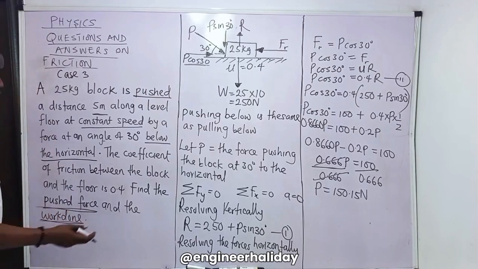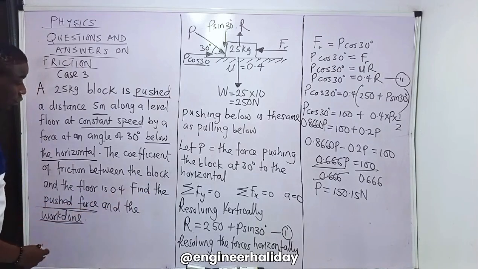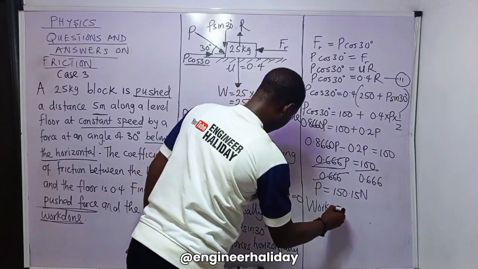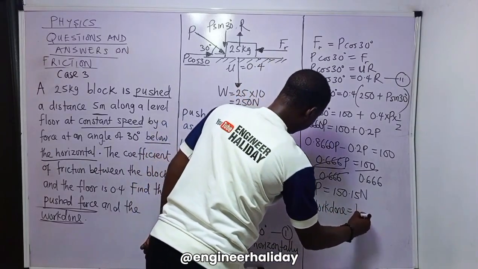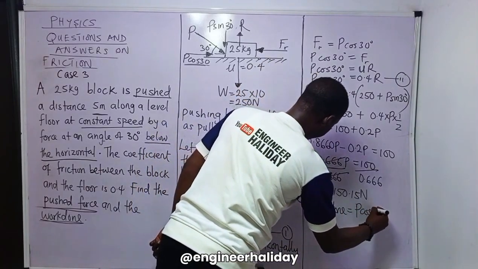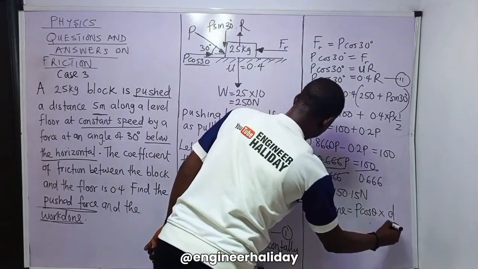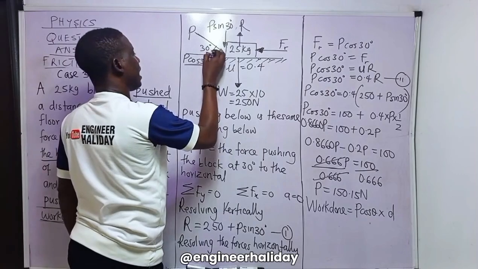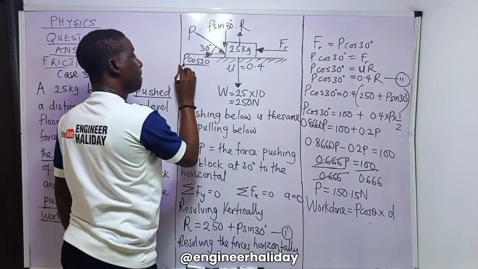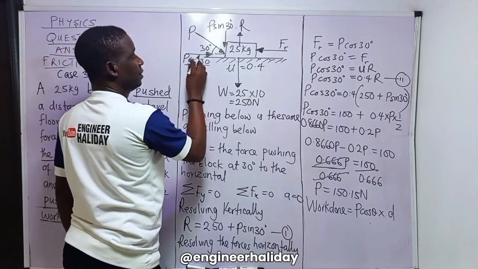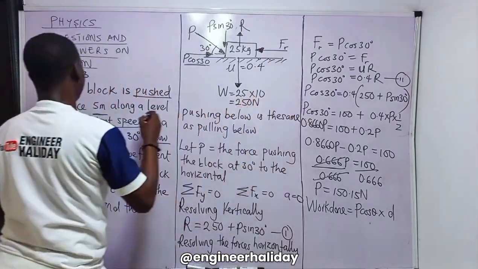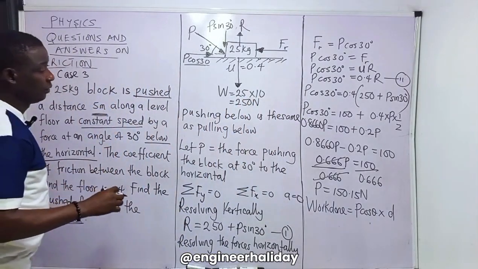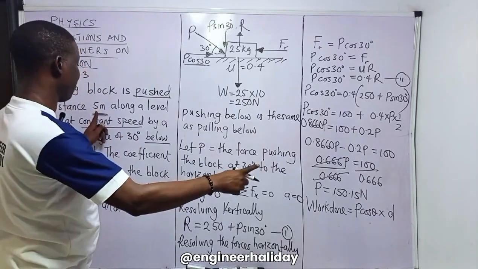Having gotten 150.15 Newtons as our force, we want to solve the second question, which is the work done. You have to find the push force and the work done. Work done is equal to P cos theta times the parallel distance. If you check the diagram, P cos 30 is the force that will push the block a distance of 5 meters. So that distance D is 5 meters.